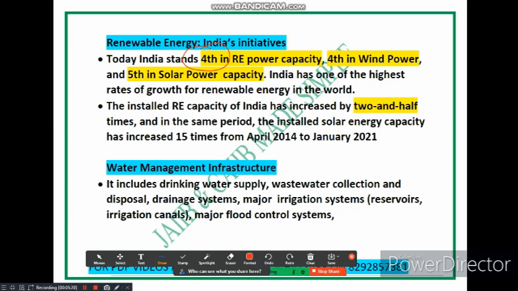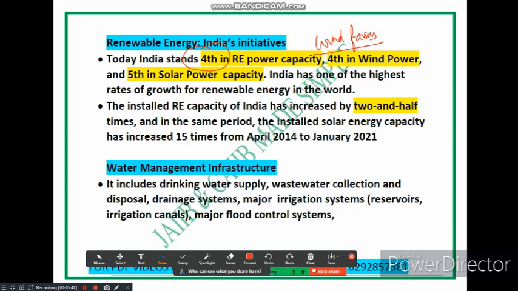So let's take an example. India has a large number of wind farms, and solar power plants. They produce electricity from wind and sunlight. The country's renewable energy sector has experienced rapid growth, and India is considered one of the fastest growing countries in terms of adopting renewable energy sources.